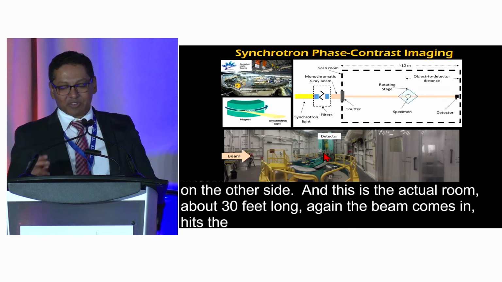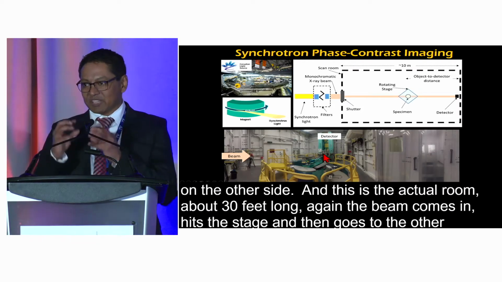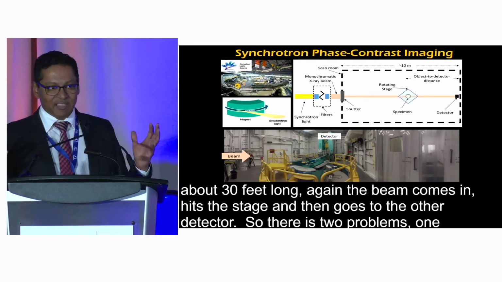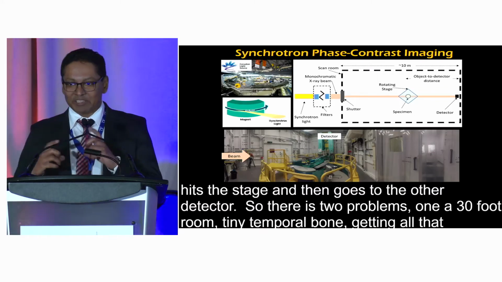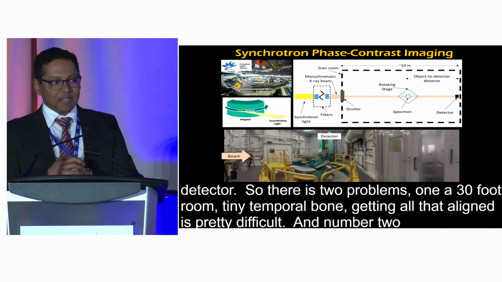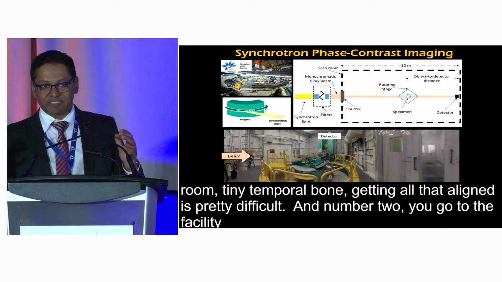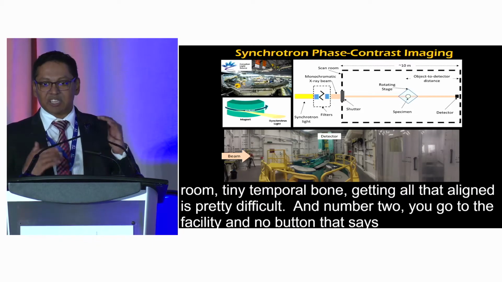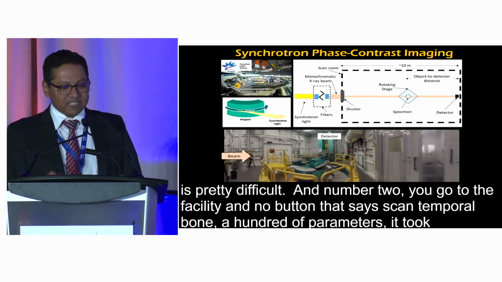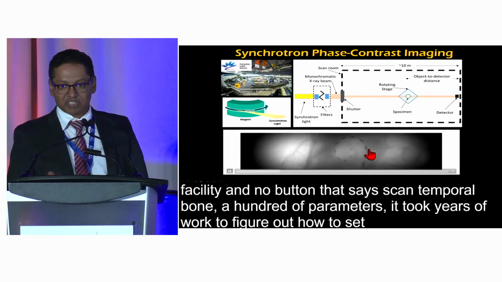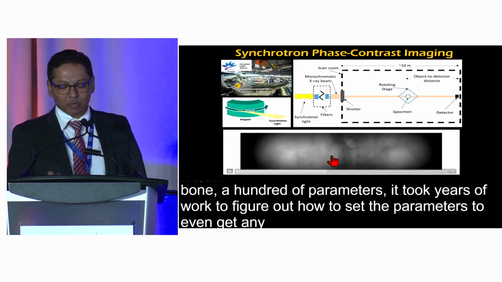So there's two problems. One, a 30-foot room, tiny temporal bone, getting all of that aligned, it's pretty difficult. And number two, you go to this facility, and there's no button which says scan temporal bone. So there's hundreds of parameters that you can set. It actually took several years of work just to figure out how to set the parameters to even get any images. But once we did that, these are the set of projections we could get. This is a temporal bone with an electrode inside.